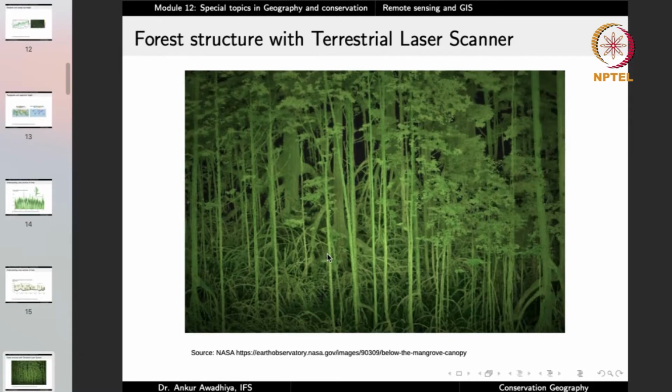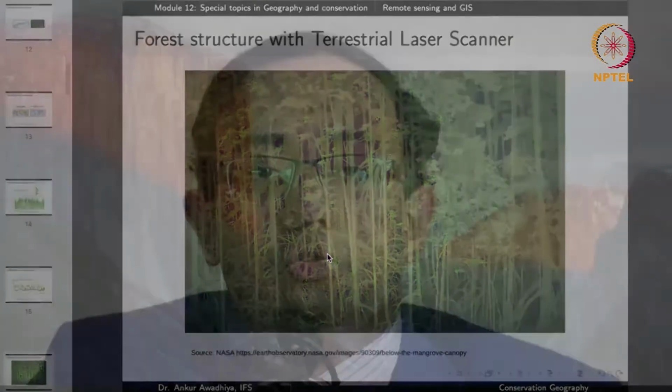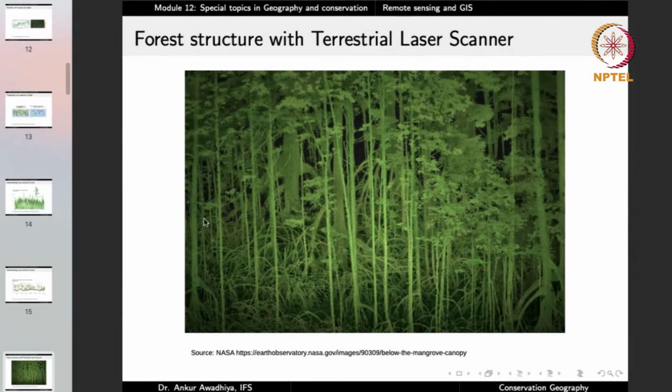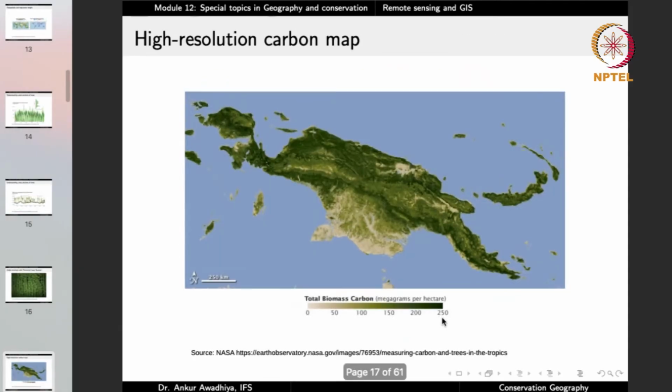Now we can add that information with the information from terrestrial laser scanners. So we can use LiDAR even from the ground surface, and if you use it from the ground surface, we are seeing a 3D model of the forest area in which we are doing the scanning. So a 3D model of the forest will look like this. Now this is a forest structure from the terrestrial laser scanner. You can incorporate both of these together.